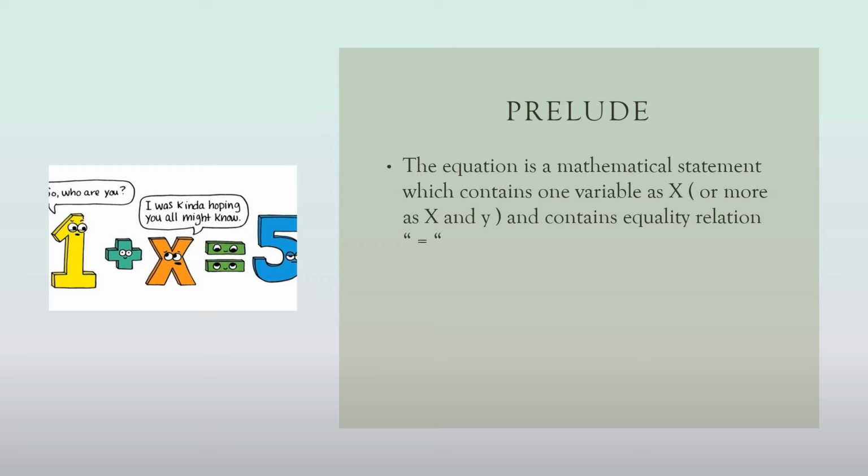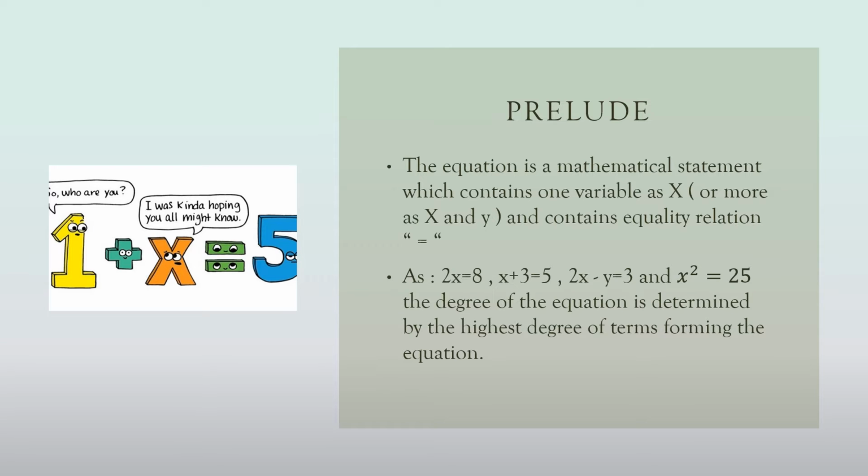The equation is a mathematical statement which contains one variable, such as x, or more, such as x and y, and contains an equality relation, such as 2x equals 8, x plus 3 equals 5, 2x minus y equals 3, and x power 2 equals 25.